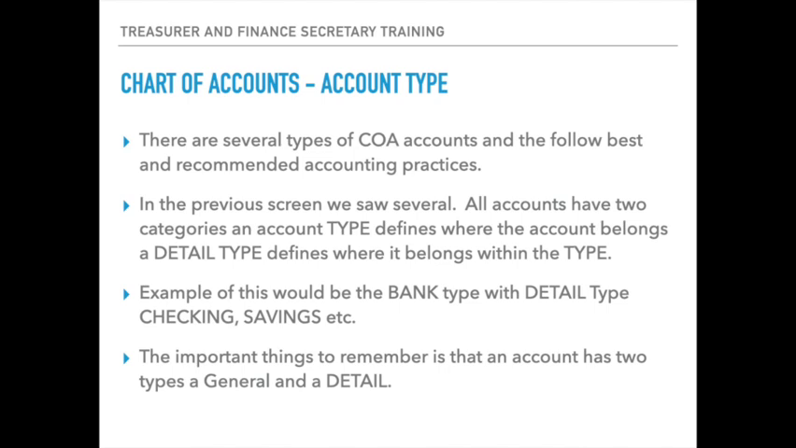Again, the chart of accounts type allows us to categorize our COA accounts following the best and recommended accounting practices or principles. In the previous screen, when we saw all account types, they have two categories, a type and a detail type. An example of this would be bank, where the detail type will be checking or savings. The important thing to remember is that an account has two types, a general and a detail type.